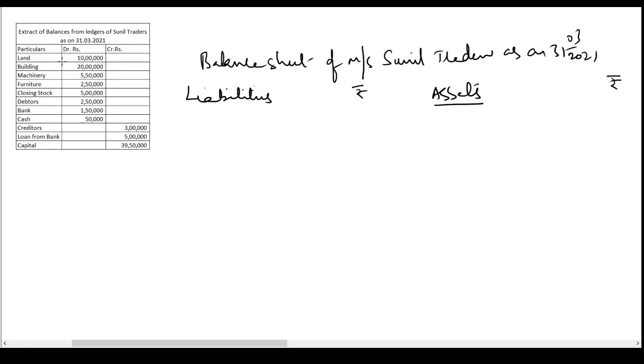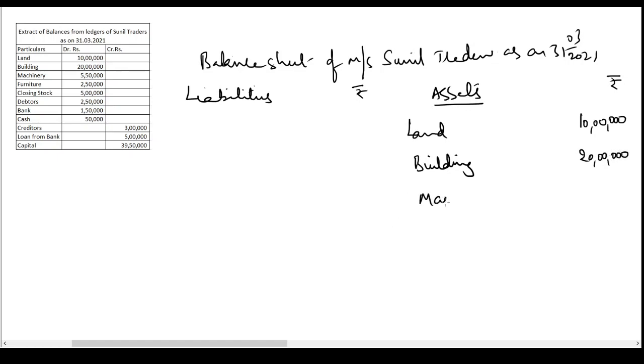Now land account is an asset. It is showing a debit balance. This account is not an expense, so it cannot be transferred to the trading account or the P&L account and closed. So we'll show it in the balance sheet. Land 10 lakh rupees. Building, again building is an asset. It is not going to be closed. The balance will be shown in the balance sheet. 20 lakh rupees.